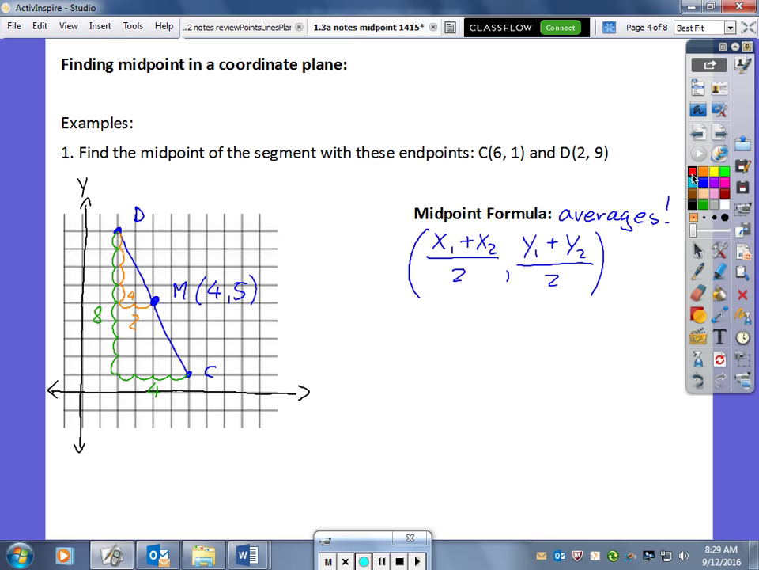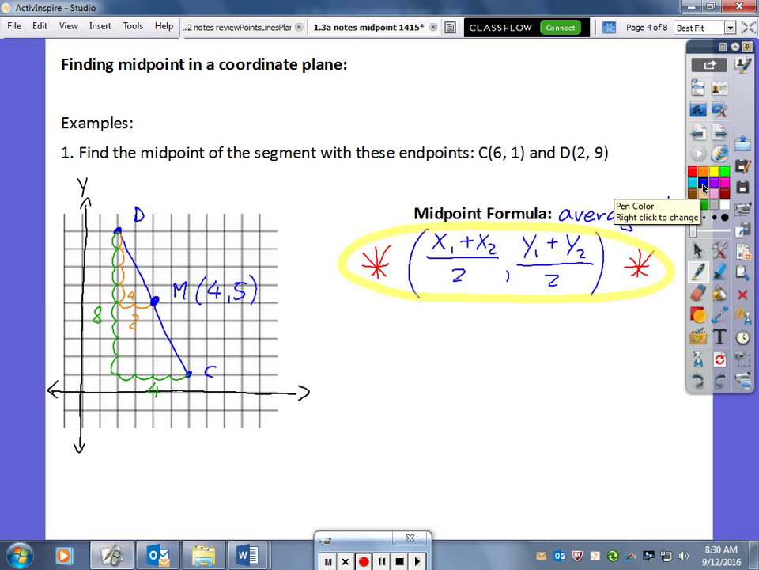Now this formula is super important, you guys, so I want you to mark it whichever way you can, with asterisks, highlight it, whatever makes you remember this formula. It is very important.